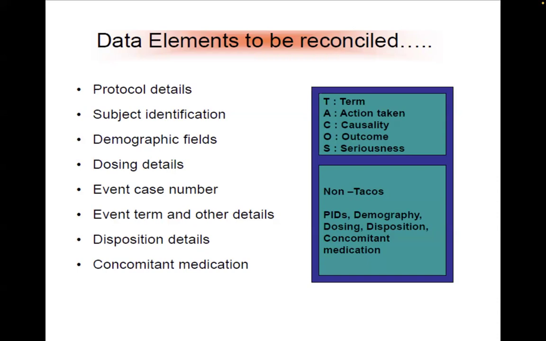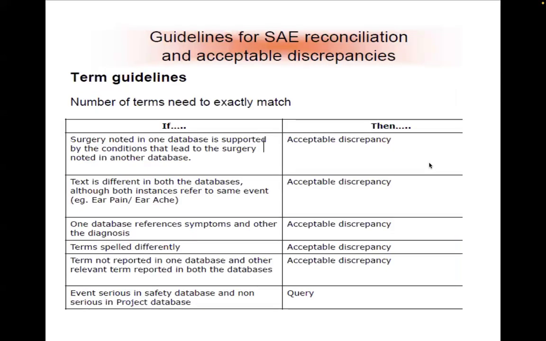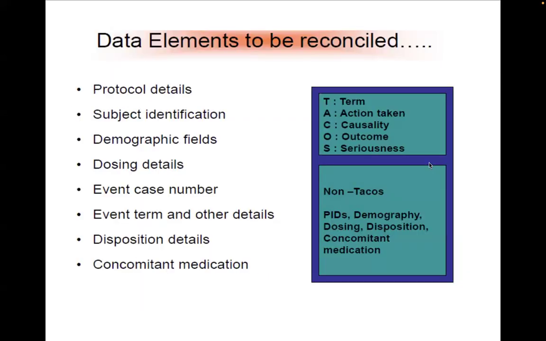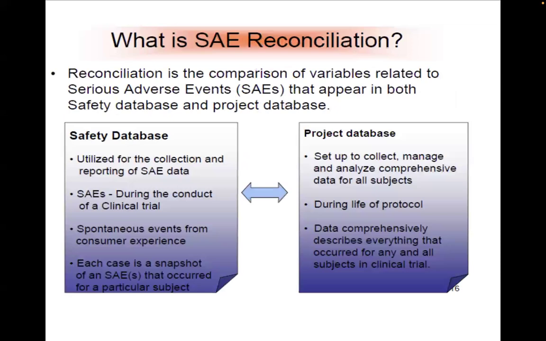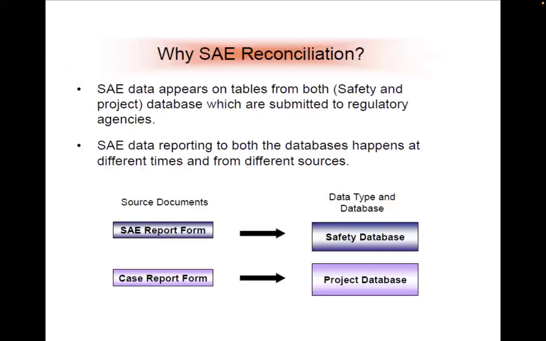Then next, the subject identification. In a clinical trial, for every subject we give one identification number. So is that correct or not? Demographics fields like patient age, gender, ethnicity, race, everything. And dosing details: how much medication the patient has taken. Is it the same in both systems or not? Event case number: every case will have a number that will be entered in the systems, and disposition details. If all the details are the same, if the details are correct, then they would say there are no issues, there is no discrepancy between the both systems.